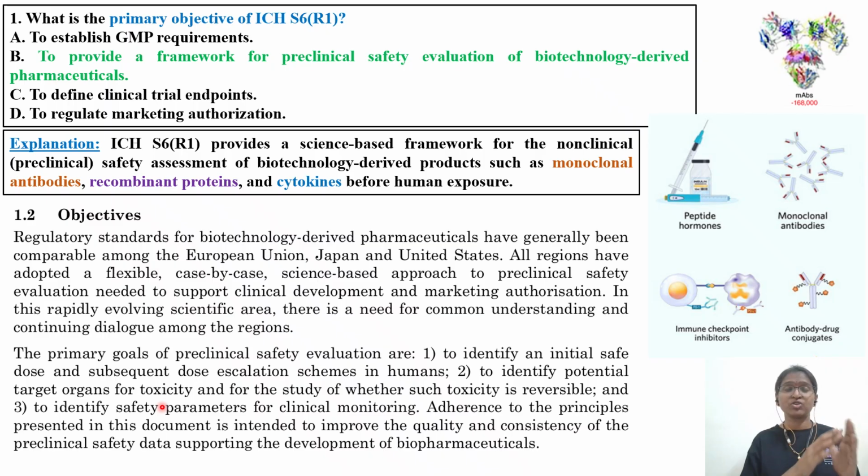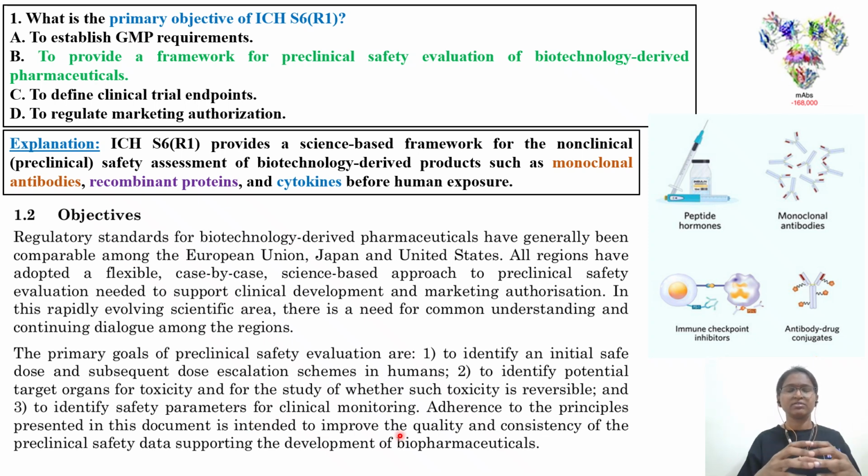Similarly, like conventional small molecules, you have repeat dose toxicology studies, where the primary objective is to identify target organs. So similarly, this ICH-S6 for biotechnology products will give you target organ toxicity and whether such toxicity is reversible. The main purpose of having a repeat dose toxicology study with a recovery group is to identify, once the treatment stops, whether the adverse effects which we have observed are reversible or irreversible. And the third objective is to identify safety parameters for clinical monitoring.